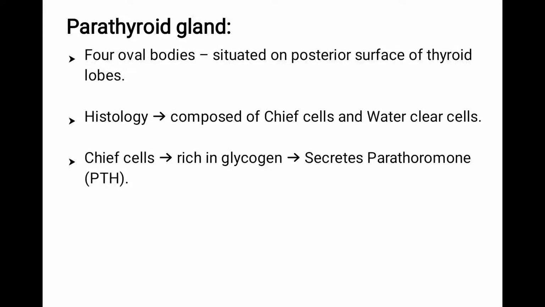The parathyroid glands are four oval bodies situated on the posterior surface of the thyroid lobes. Histologically, the parathyroid gland is composed of two different kinds of cells. One is called chief cells, and the other is called clear cells or water-clear cells. The main function of the chief cells is to produce a hormone called parathyroid hormone. The chief cells are rich in glycogen and they secrete parathyroid hormone. The function of water-clear cells is not yet known.